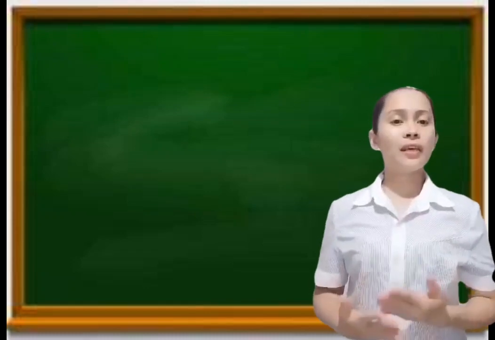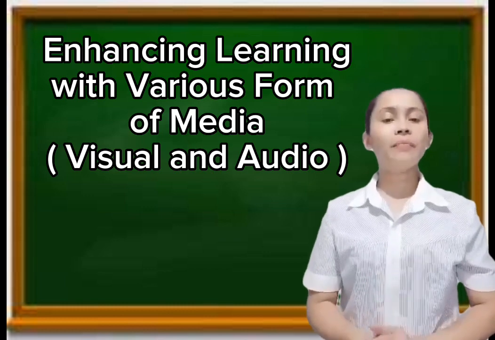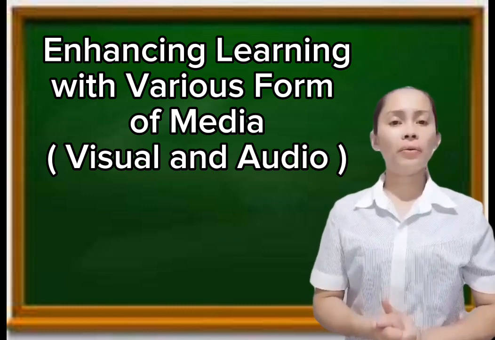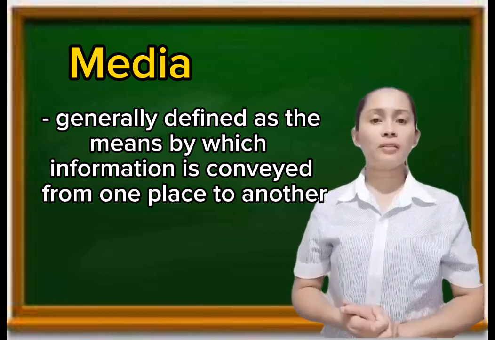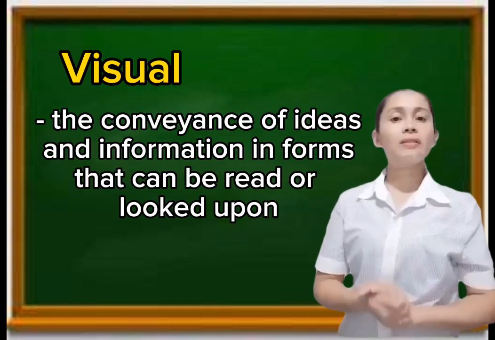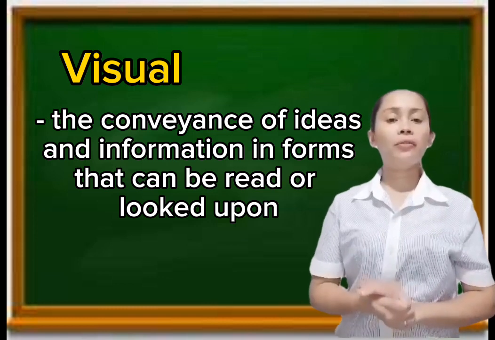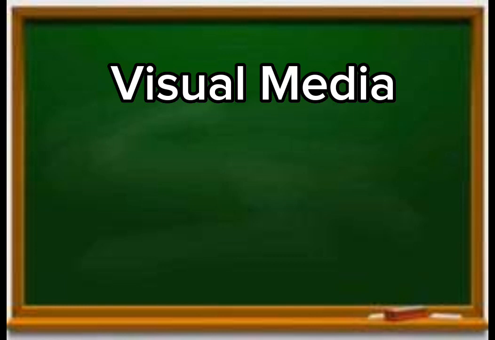So our topic for today is all about enhancing learning with various forms of media, which are the visual and audio. Media are generally defined as the means by which information is being conveyed from one place to another, and visual is the conveyance of ideas and information in forms that can be read or looked upon. So, visual media are sources of information in the form of visual representations, and this can be abstractions, analogs, rough illustrations, or digital reproduction of the objects.